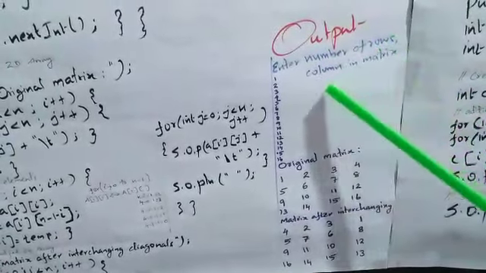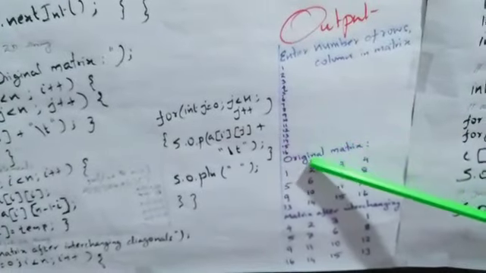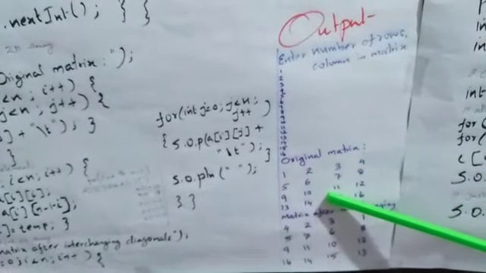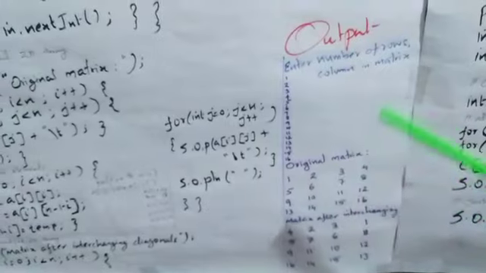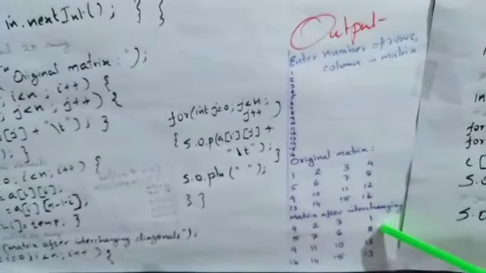You have to enter the number of rows and columns, and all the elements. The original matrix will come here because we have used the original matrix for input. Then after that, the printed matrix will come here after interchanging.